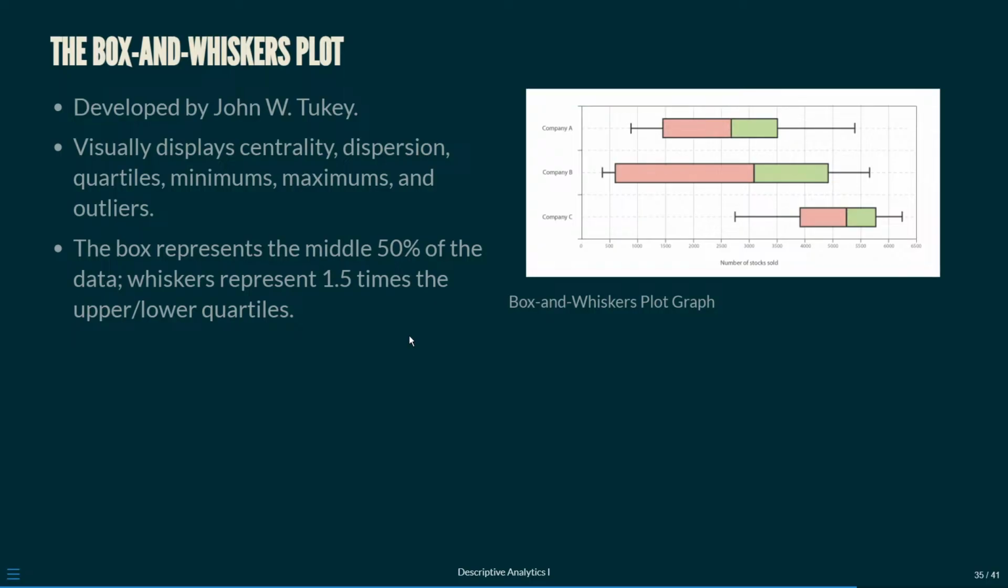Popularizing this range analytics, or this dispersion analytics, is the box and whiskers plot, which shows the variance of the data set. This was developed by John W. Tukey, and it visualizes the centrality, dispersion, quartiles, minimums, maximums, and outliers. The box represents the middle 50% of the data. Whiskers represent 1.5 times the upper or lower quartiles.